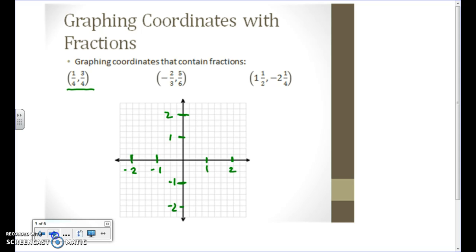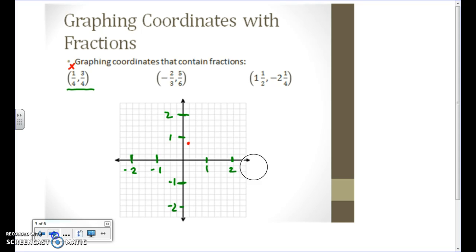So if we're looking at a positive 1/4, we would be going in the positive x direction first, over 1/4, and then up 3/4. 1, 2, 3. That would be the positioning of the coordinate (1/4, 3/4). So more than anything, what we're doing is we're just changing the scale of our graph. Okay.